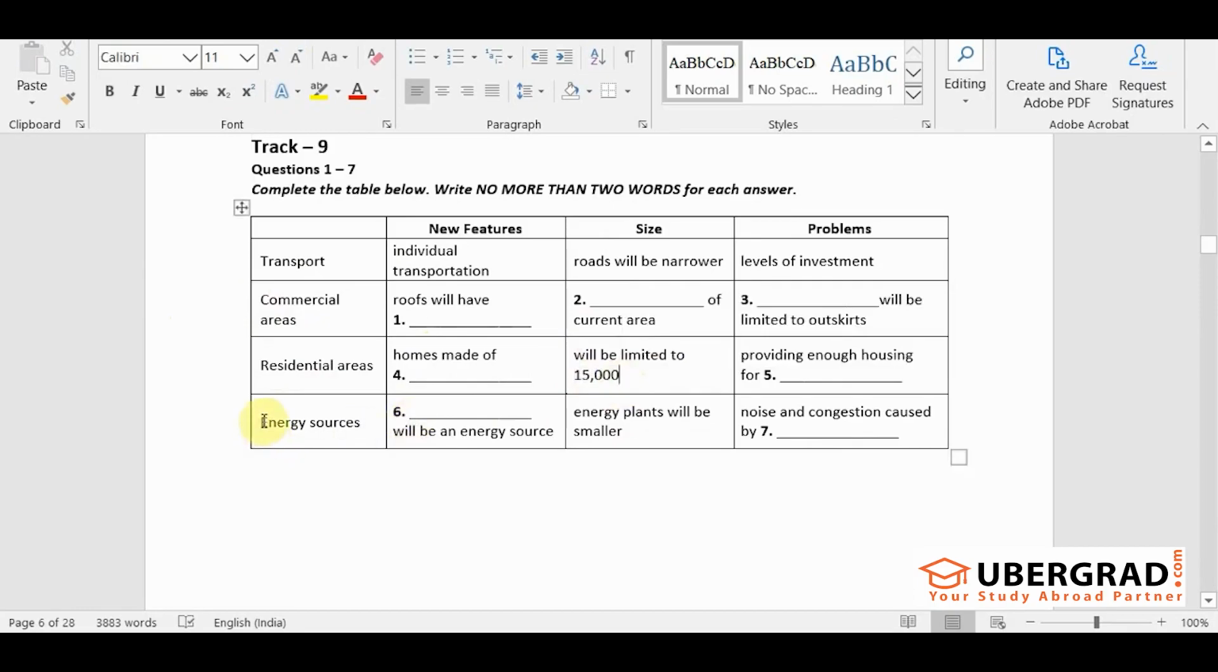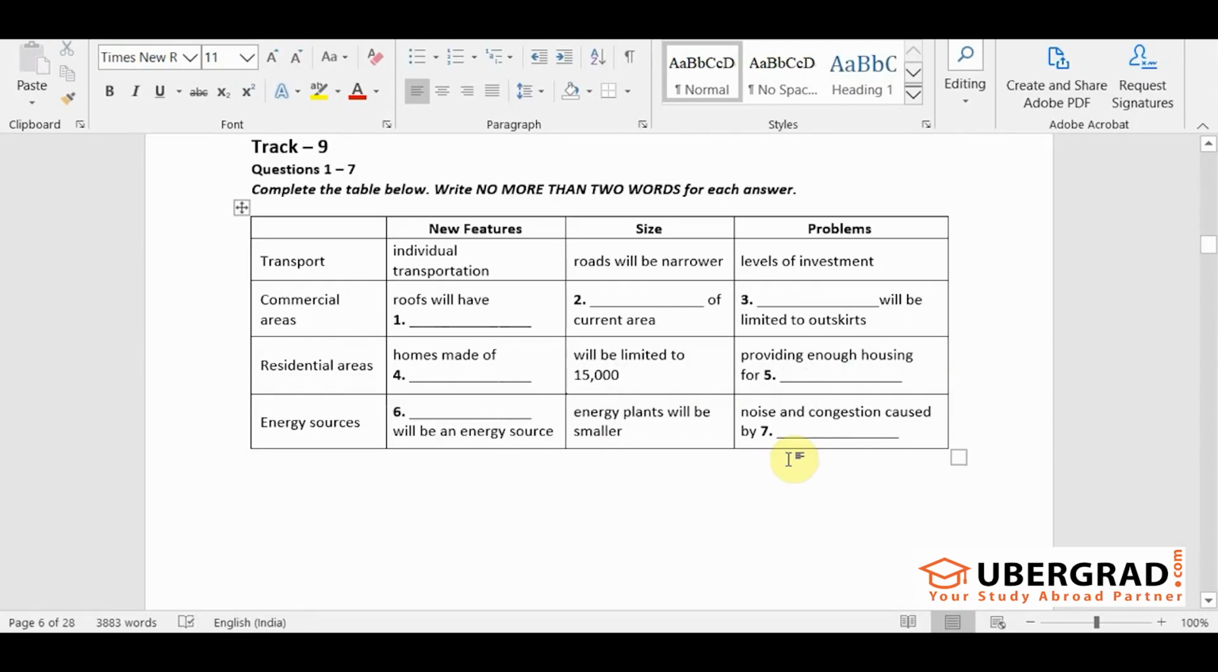Right. Then they will talk about energy sources. You will listen for energy sources and what will become an energy source, right? That is the sixth question. And the noise and congestion caused by something. So when you listen to this, energy plants will be smaller. So after that, you will have the seventh answer. Getting it? So this is called targeted listening. What you have to do is you have to take keywords and you have to listen for those keywords.